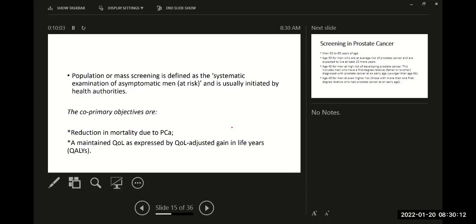Population or mass screening is defined as the systematic examination of asymptomatic men at risk and is usually initiated by health authorities. Who are at risk, and who have average and high risk, will come in the coming slides. The co-primary objectives are reduction in mortality due to prostate cancer and a maintained quality of life, as expressed by quality-of-life-adjusted gain in life years.